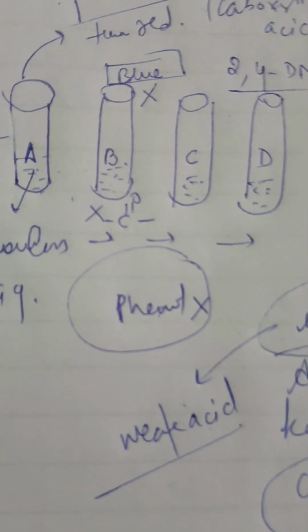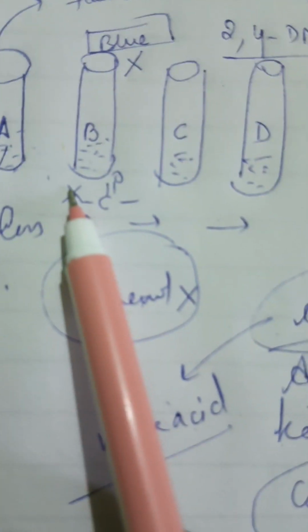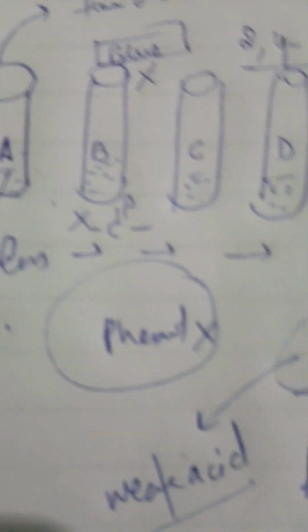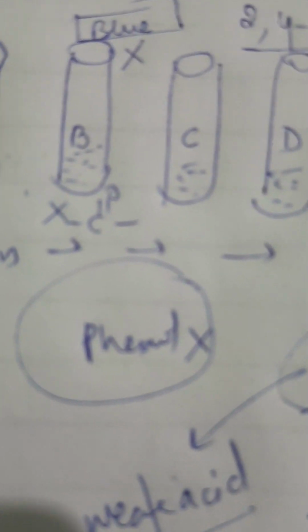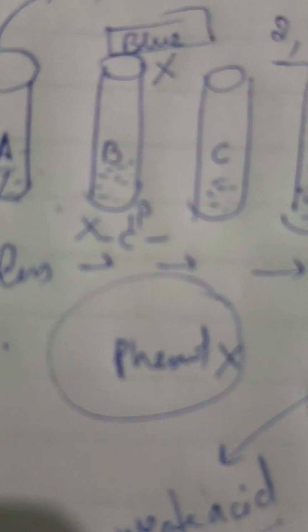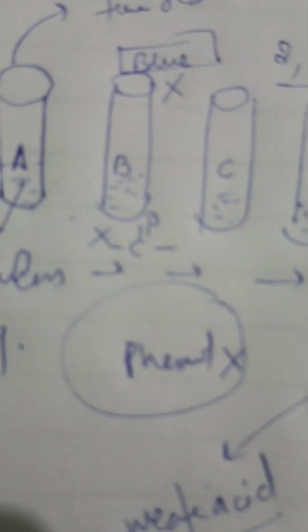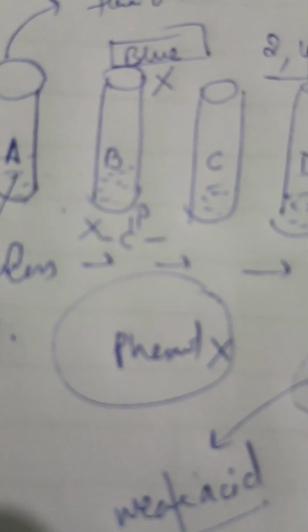Ester test में क्या करते हैं? You are going to take some organic compound, organic sample. To that, add glacial acetic acid. Glacial acetic acid is the pure form of acetic acid, and 2 to 3 drops of H2SO4. Then smell it. You are going to feel the fruity smell. Sometimes what happens is the smell becomes very strong.